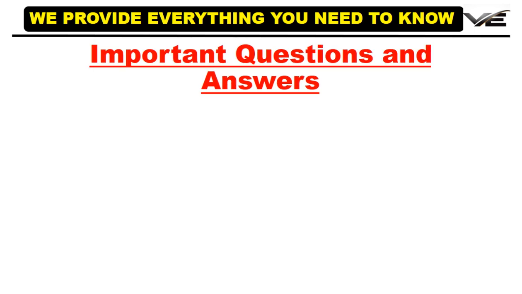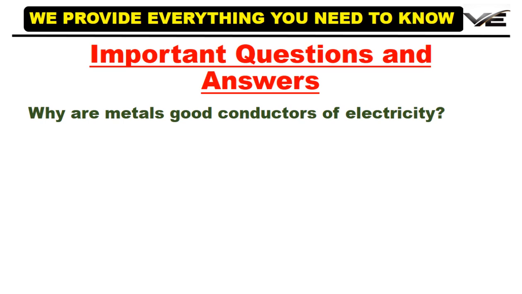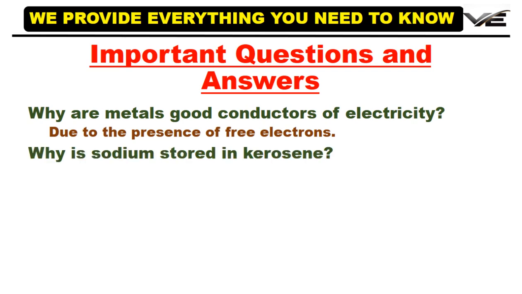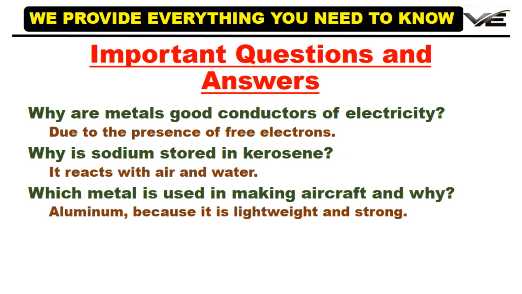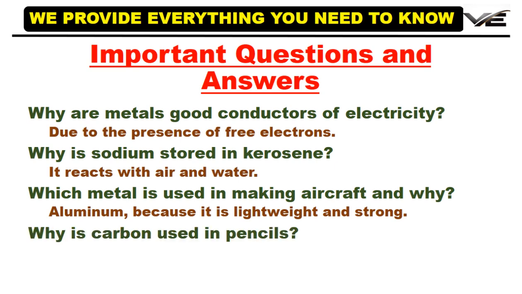Here are some important questions and answers. Why are metals good conductors of electricity? Due to the presence of free electrons. Why is sodium stored in kerosene? It reacts with air and water. Which metal is used in making aircraft and why? Aluminum, because it is lightweight and strong. Why is carbon used in pencils? It is soft and slippery.